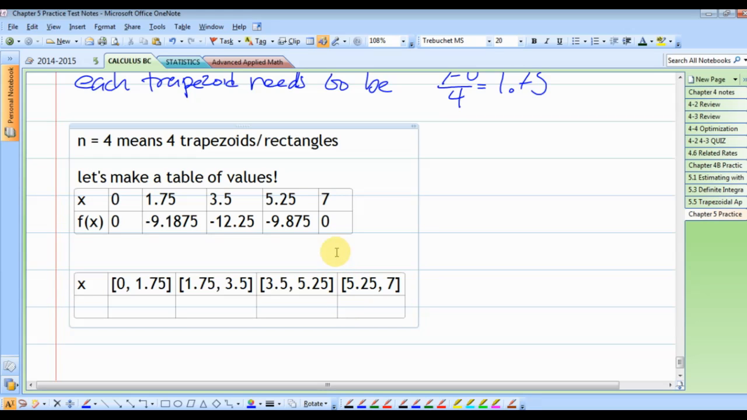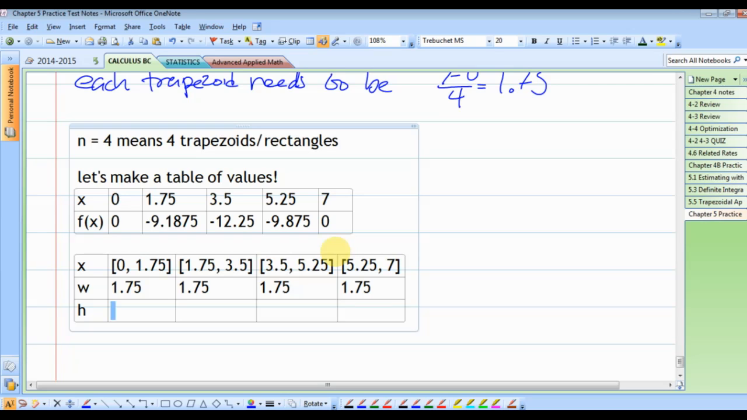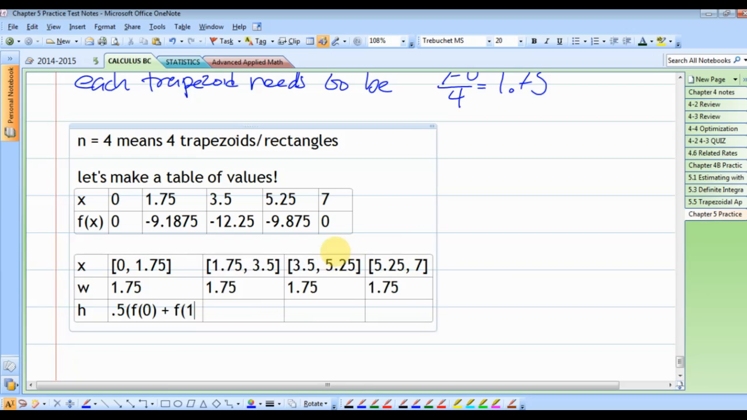Okay, everyone. Continuing with our chart. The width of each of these intervals is 1.75. Okay, so now the height of each one, that's going to be the average, right? 0.5, and I'm going to write it here like this, times f of 0 plus f of 1.75.